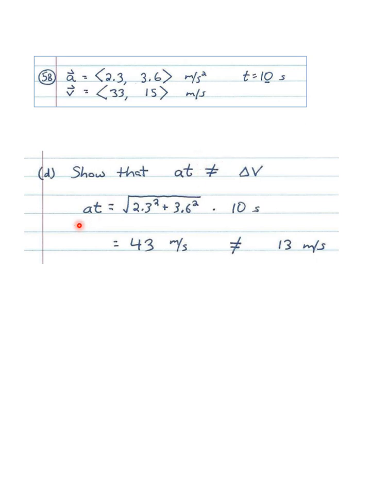Well, A times T is, and we need the acceleration magnitude. And up at the top in this box, we have the acceleration. We find its magnitude by using the Pythagorean theorem. And then we multiply by 10 seconds, and we get 43 meters per second. And we found in a previous part that the change in speed was 13 meters per second, and we see that they're not equal to each other.